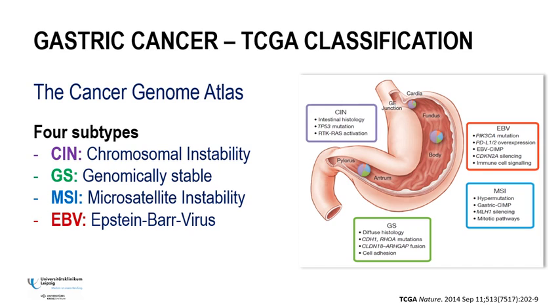The genomically stable subtype can be found in all parts of the stomach, while the microsatellite instability subtype is most commonly found in the distal parts of the stomach, and the Epstein-Barr virus associated gastric cancer is most commonly found in the fundus and in the body of the stomach.